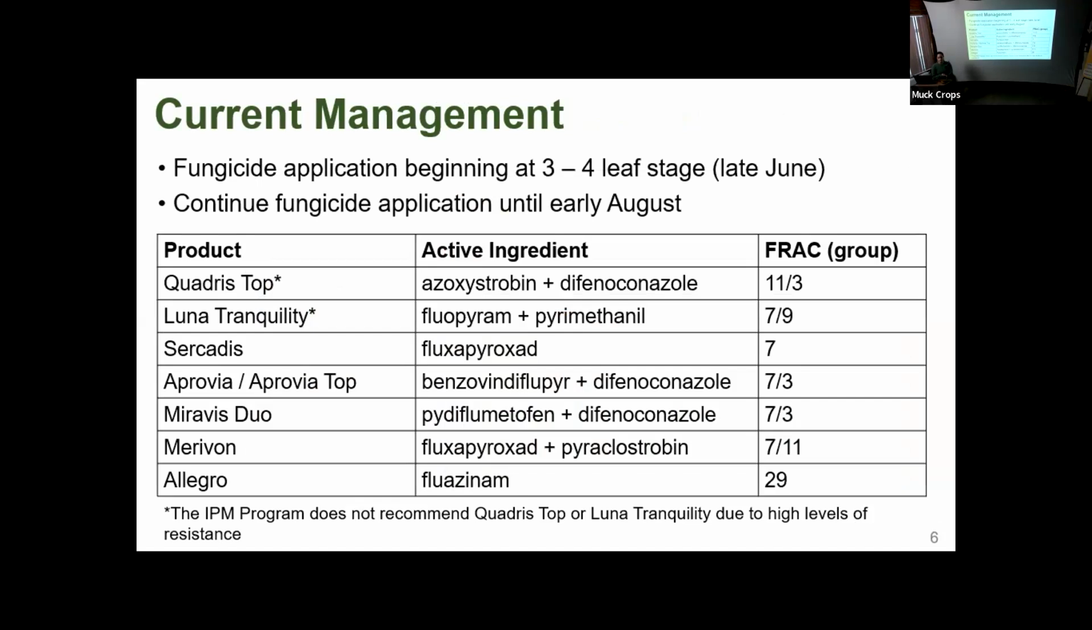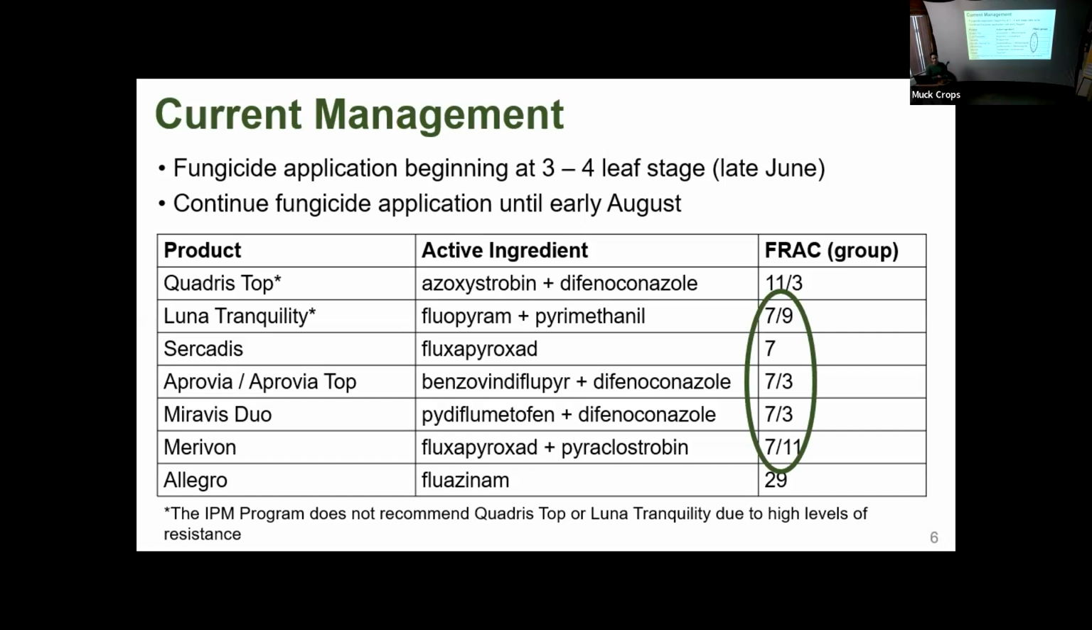So one of the problems is that, I'm sure you all know this, but only 7 products are registered for Stemphylium on onion. So this is Quadris Top, Luna Tranquility, Cabrio, Aprovia or Aprovia Top, Miravis Duo, Maravon, and Allegro. So one of the challenges is that of these products, 5 of them contain one group 7 active ingredient. So this makes it really difficult to rotate between the FRAC groups to prevent the development of resistance.